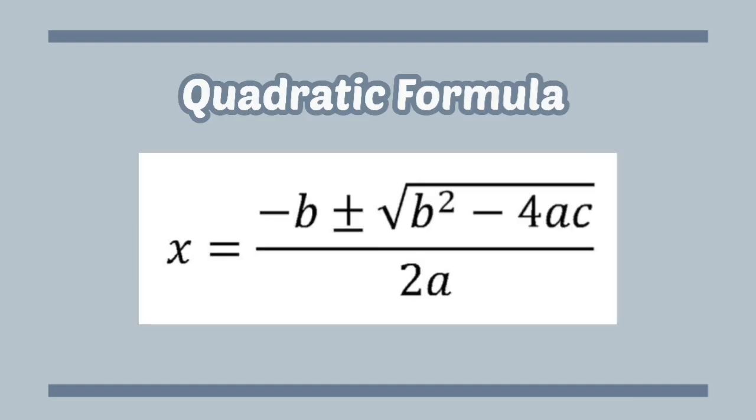Next, the quadratic formula. A formula that provides the solution to a quadratic equation. In my opinion, this is the easiest way to get x. Here, you would use negative b plus or minus the square root of b squared minus 4ac over 2a, where a, b, c are real numbers and x is the unknown variable.